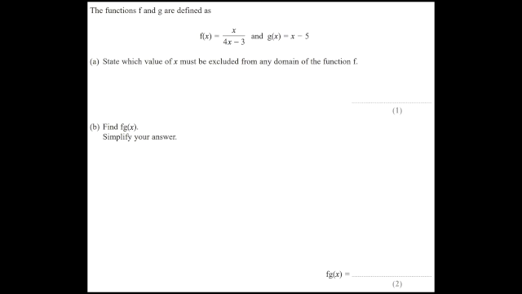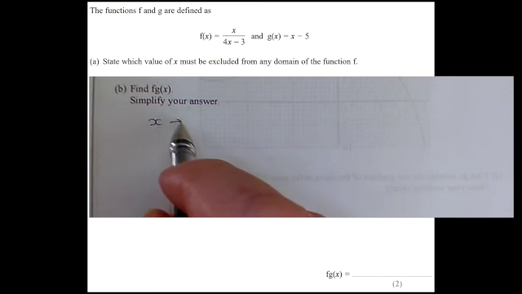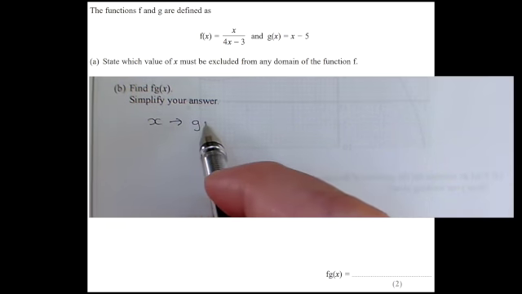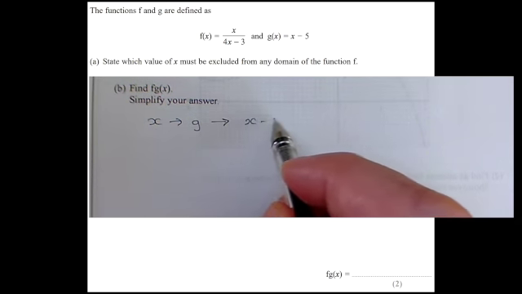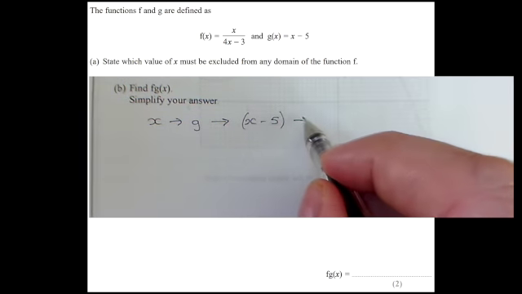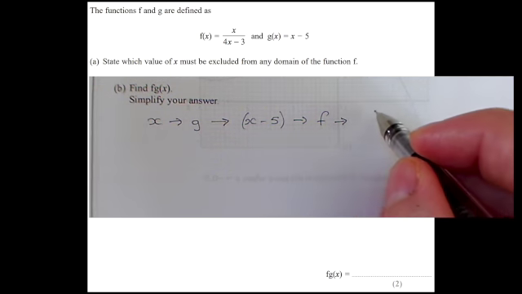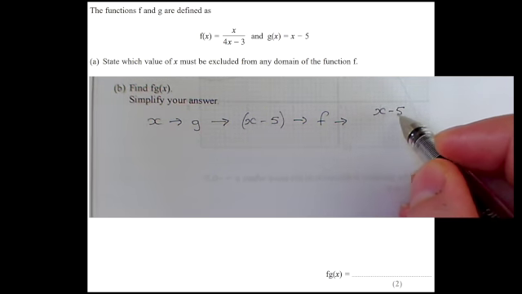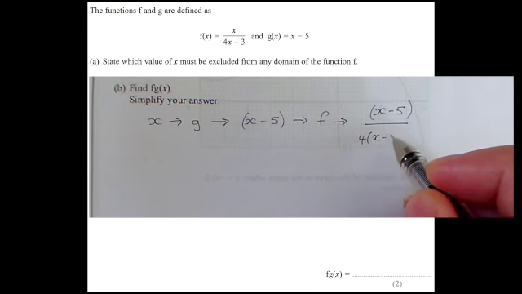Now for part B, they're saying work out, put an x into the G machine, and then what does the G machine do? It takes away 5 from whatever you put in. And then we're going to put what comes out of the G machine into the F machine. Now what are we putting into the F machine? We're putting in x minus 5. So everywhere there is an x in the F machine, we're going to replace it with an x minus 5, because that's the input. So x minus 5 all over 4 times by bracket x minus 5, take away 3.